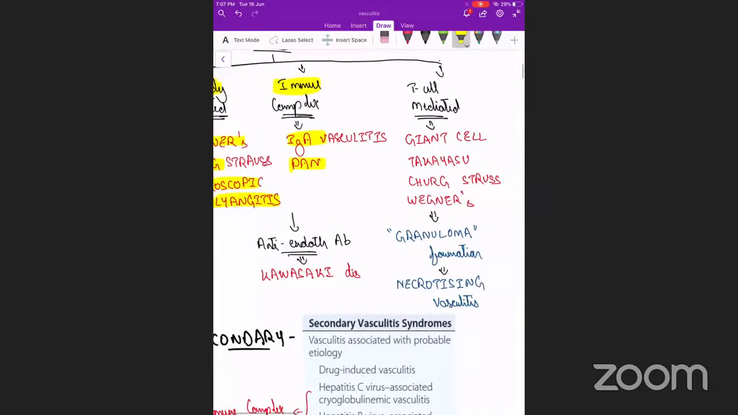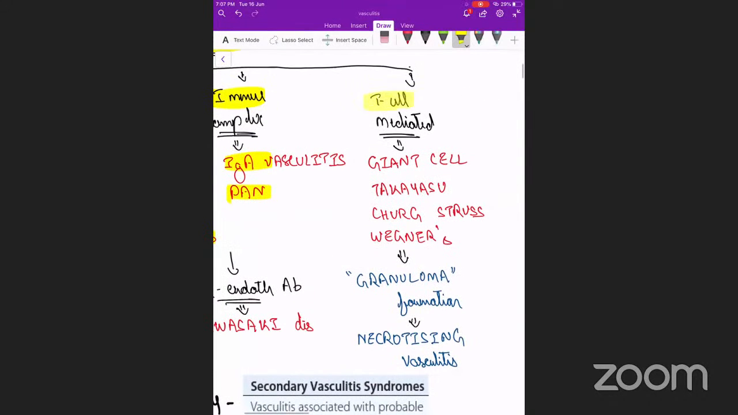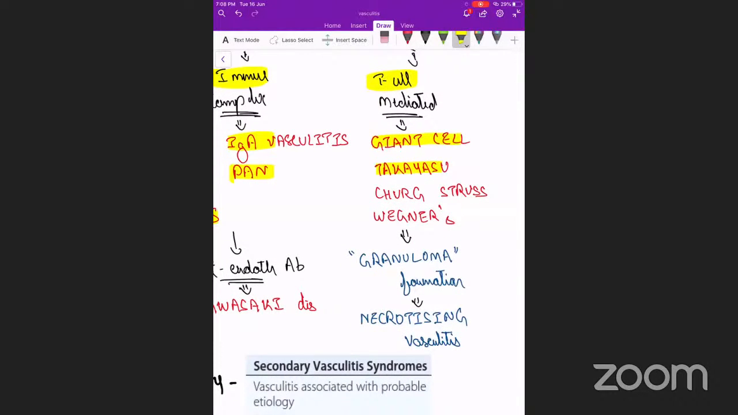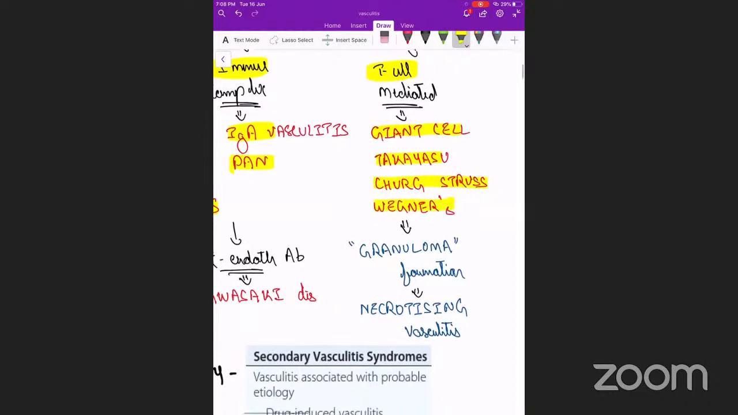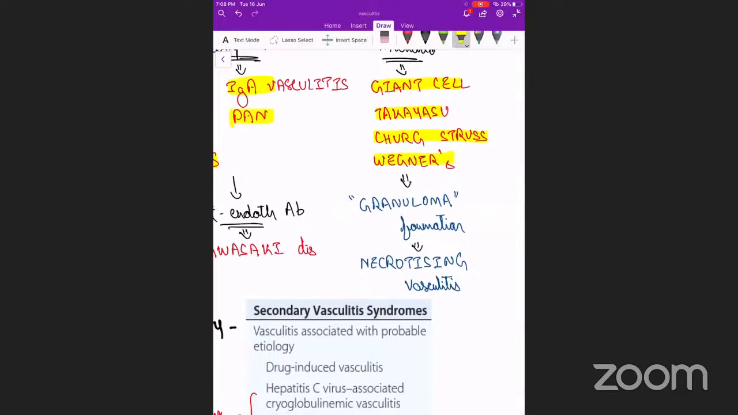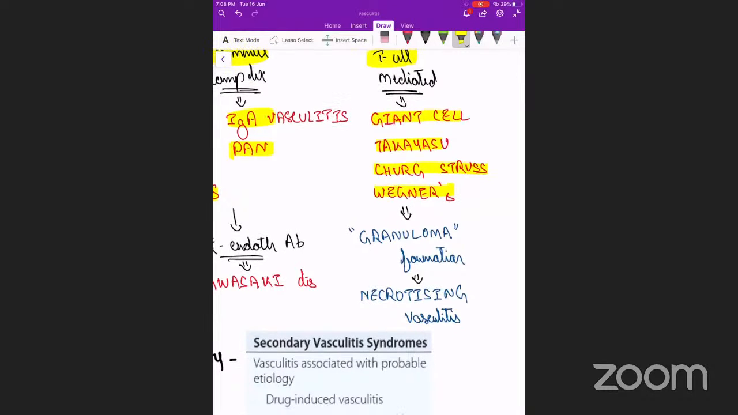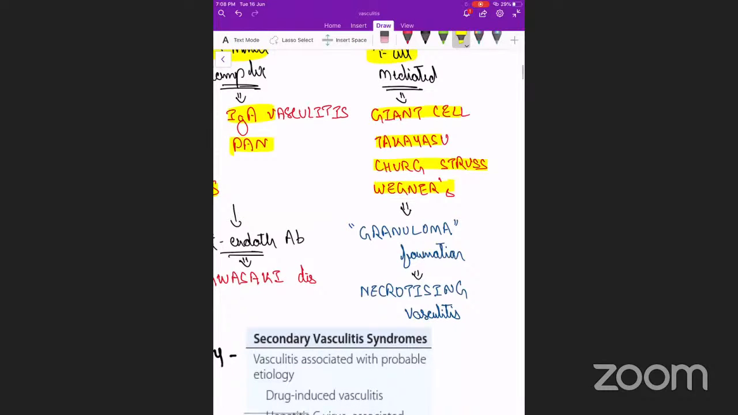The next one will be T cell mediated damage to the blood vessel. What all can be there? One is giant cell arteritis. Second is Takayasu arteritis. Third is again Churg-Strauss syndrome and Wegener's granulomatosis, presently called granulomatosis with polyangiitis. What happens over here is that this T cell mediated inflammation or damage to the blood vessel goes further and causes granuloma. What type of granuloma does it form? It causes necrotizing granuloma. That is what you'll expect to find in a biopsy. You'll find necrotizing granulomas in biopsy in these four diseases.